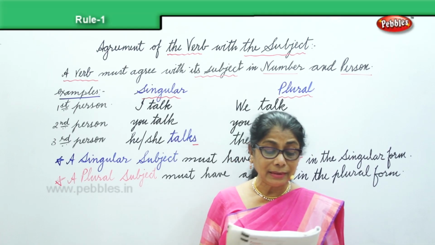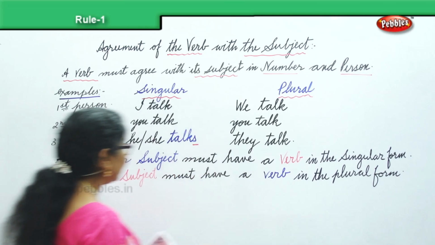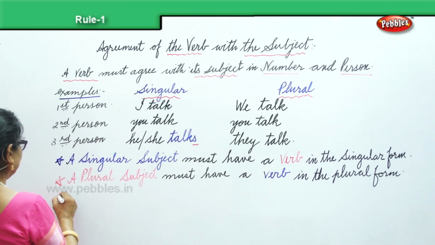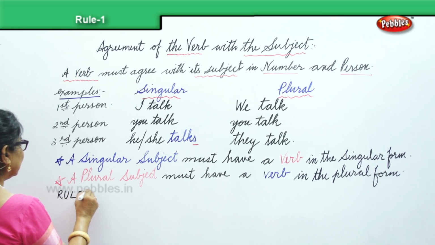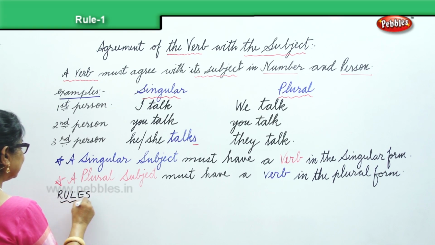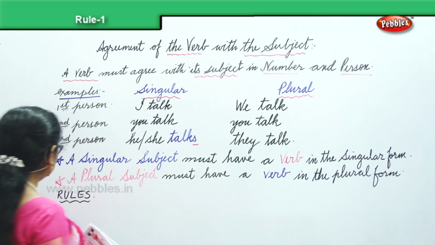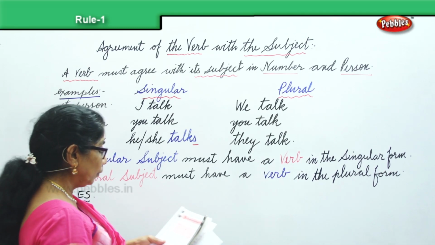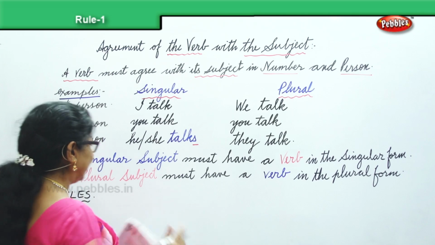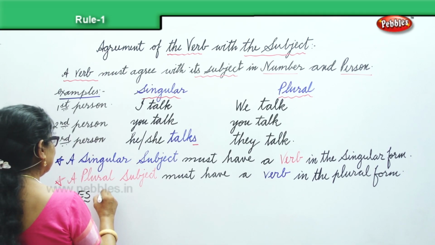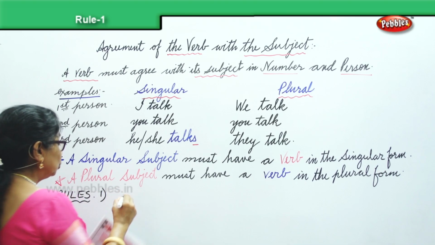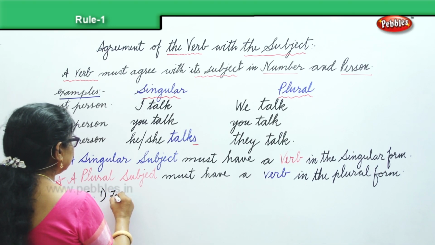So we are looking at the rules. Now what rules do we have here for you? We are going to look at some rules. Two or more singular subjects, that's the first rule. The first one is two or more.